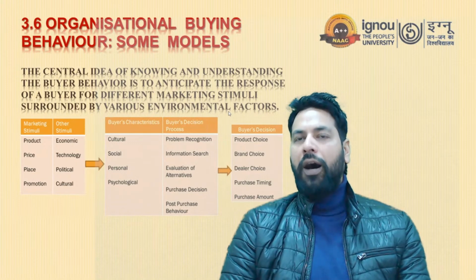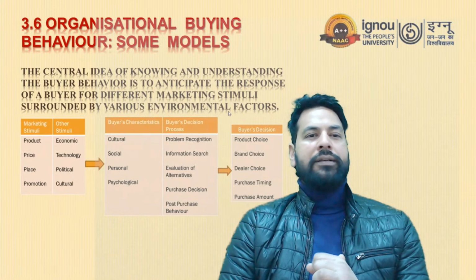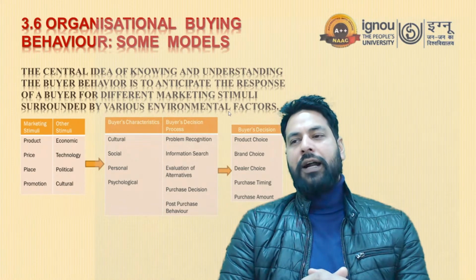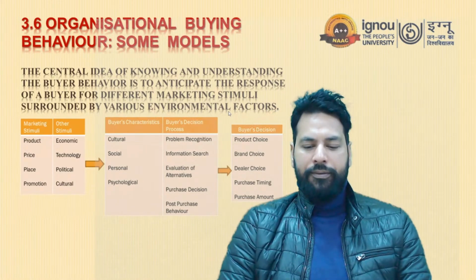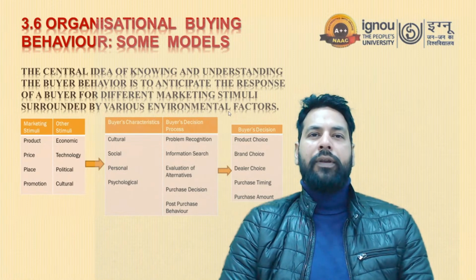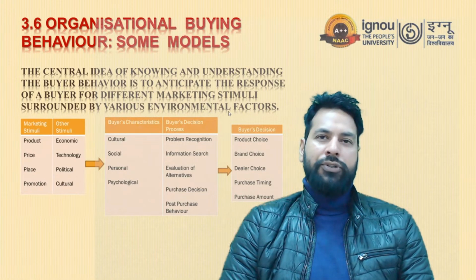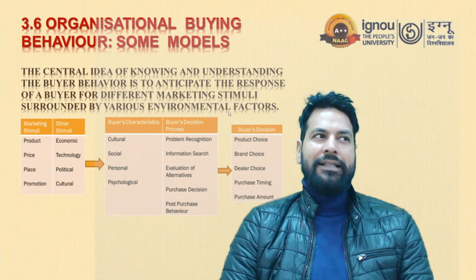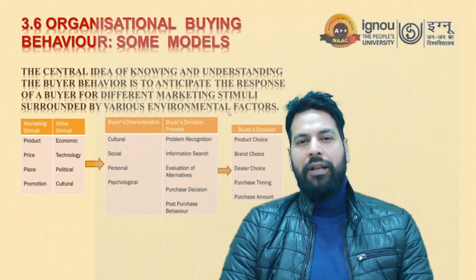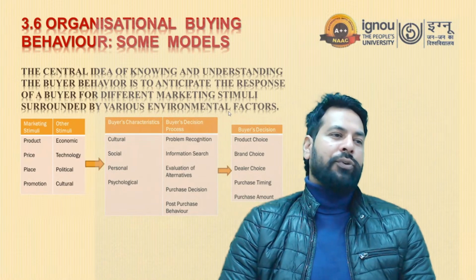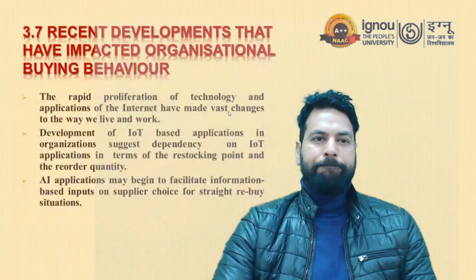So this is a model of how an organization makes a purchase. It starts with stimuli which trigger the purchase intention and get together with the characteristics of the buyer, and then the purchasing process starts, and then the purchasing is done on the certain parameters which we just spoke about. The last one, product choice, brand choice, and so on and so forth. I hope this is clear. We'll move ahead. Look at this.